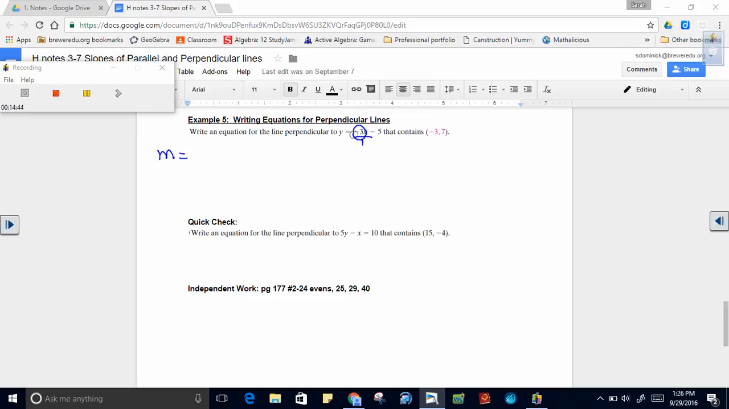So negative reciprocal means I change the sign. For this equation, it's negative. For a line perpendicular to this line, it would need to be positive. Reciprocal means I flip the top and the bottom, so I'm going to have a positive 1/3 for my new perpendicular line. It still just gives me a point of negative 3, 7.